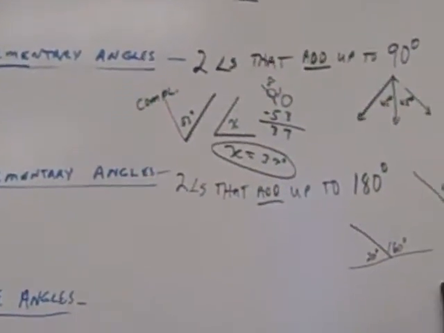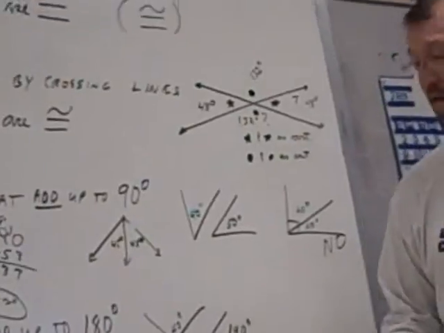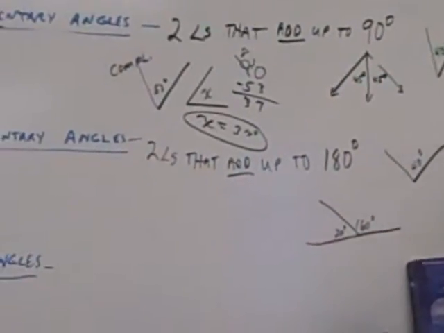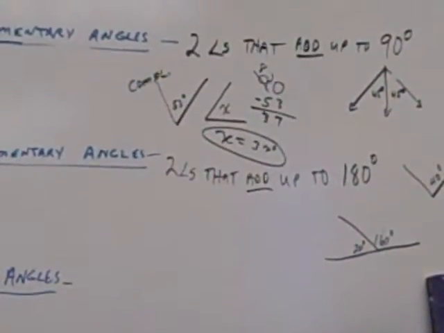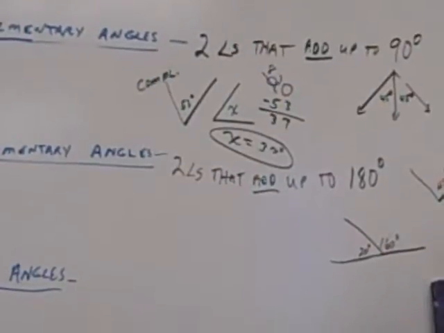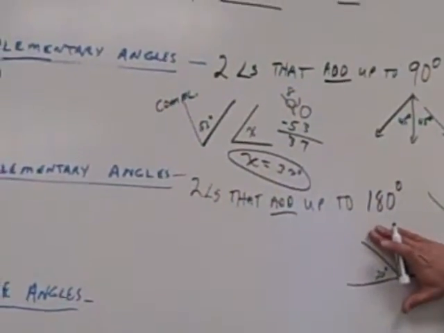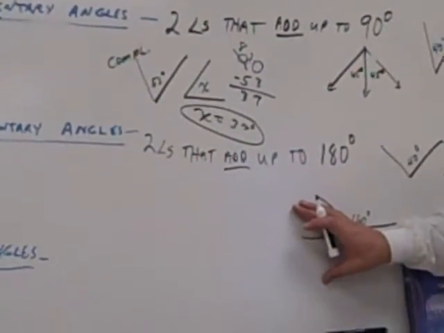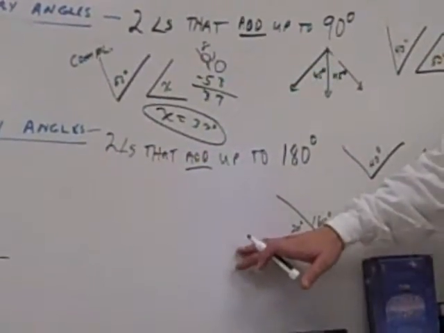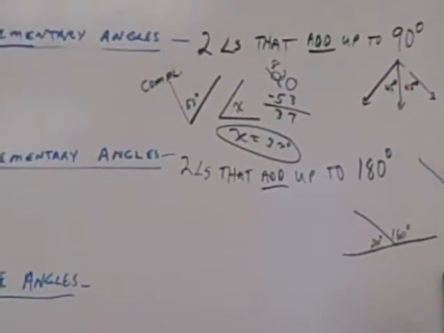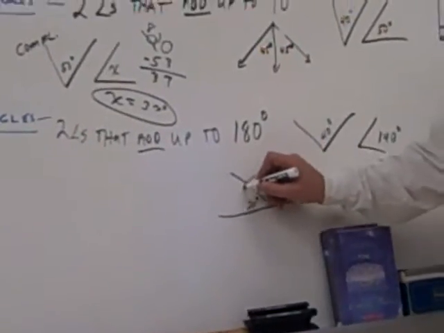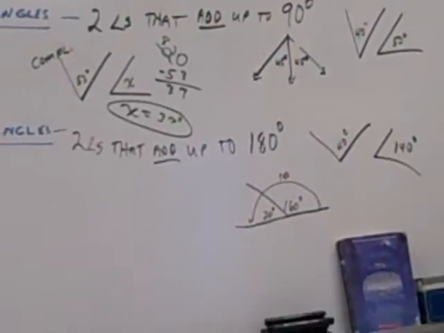What is this angle right here? Straight. How much is a straight angle? If I take that part of the straight angle and add it to that part, does it make the straight angle? 160 plus 20 makes, from here all the way to there, 180. So it's supplementary.